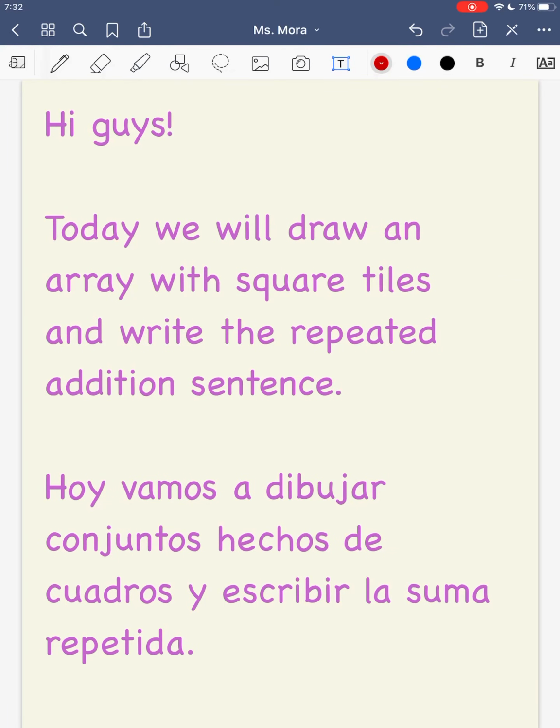Today we will draw an array with square tiles and write the repeated addition sentence. Hoy vamos a dibujar conjuntos hechos de cuadros y escribir la suma repetida.